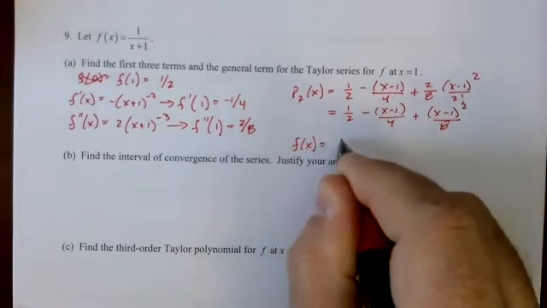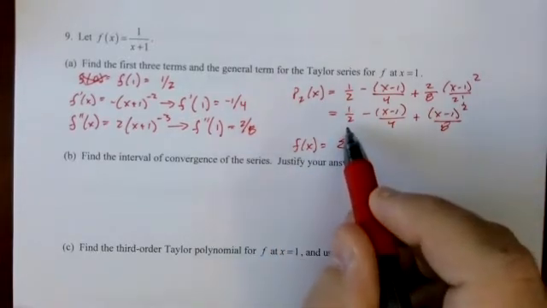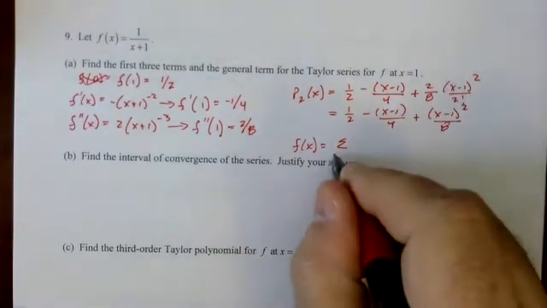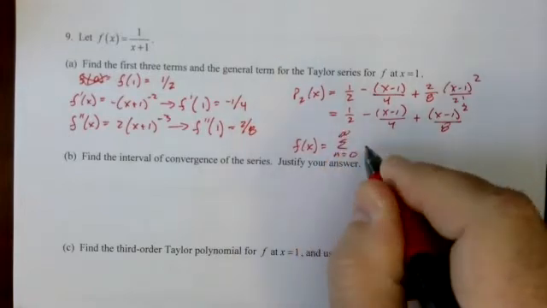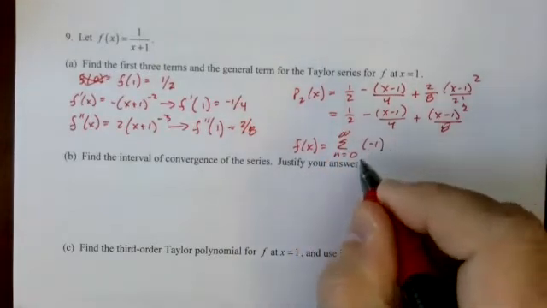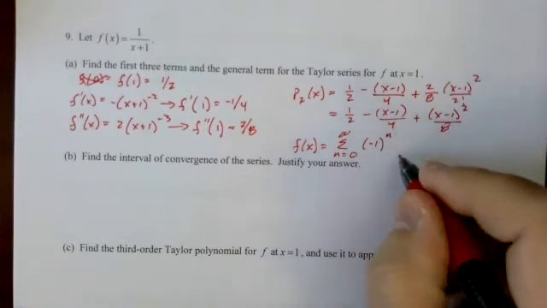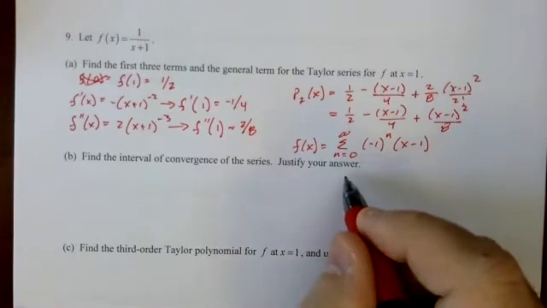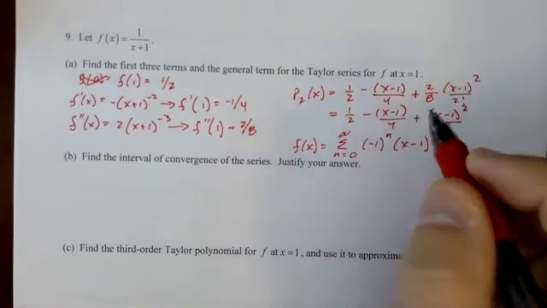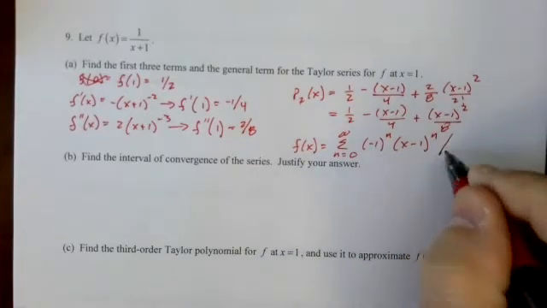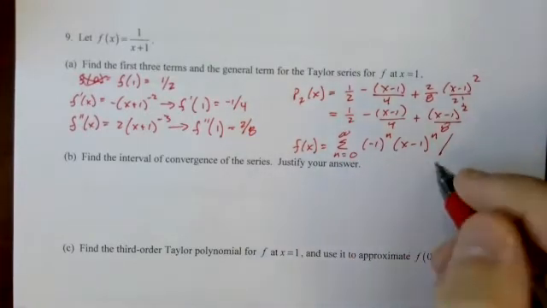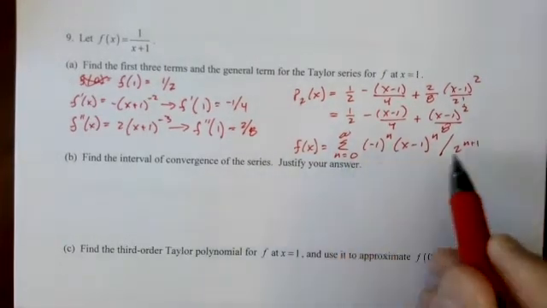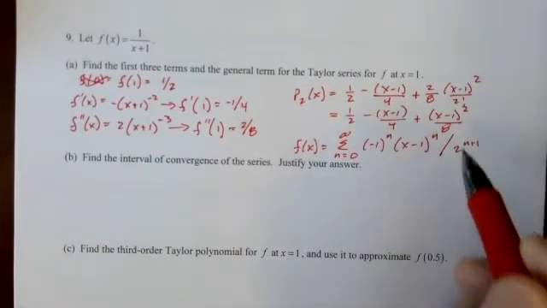f of x equals the sum, n equals 0 to infinity. Got an alternating, negative 1 to the n, (x minus 1) to the n, over 2 to the n plus 1. Check: 0, yep. 1, yep. 2, yep.